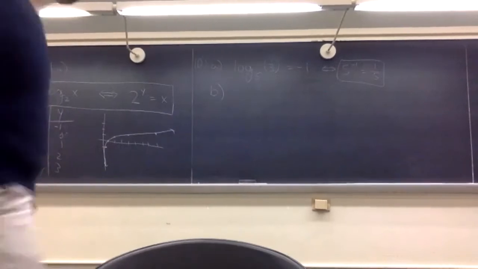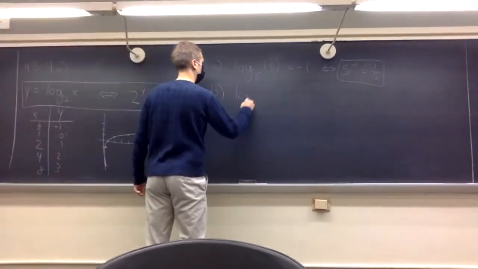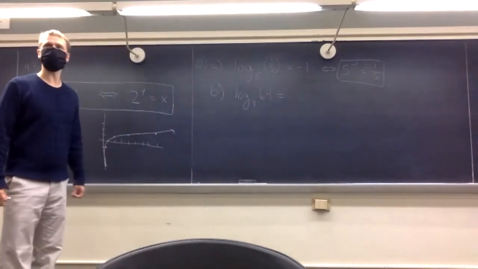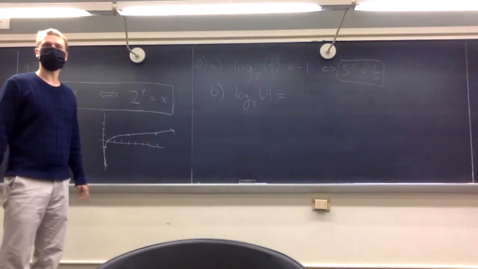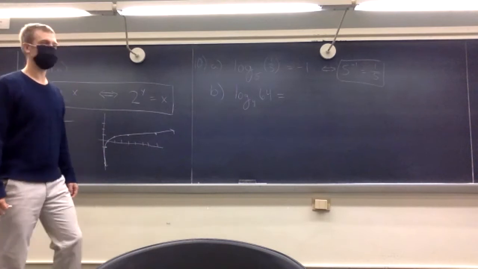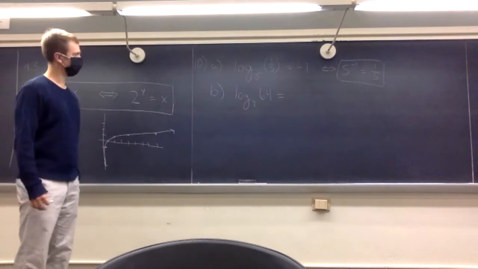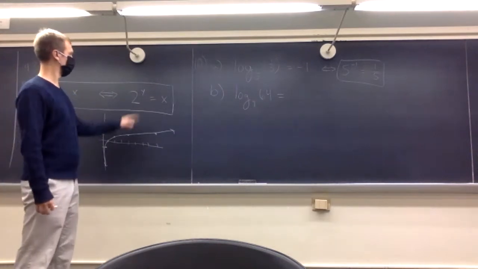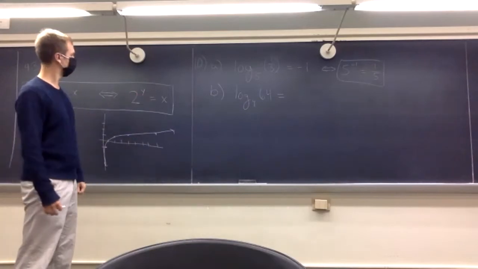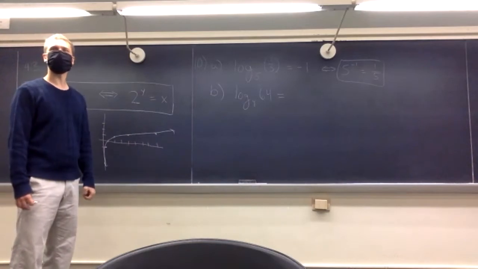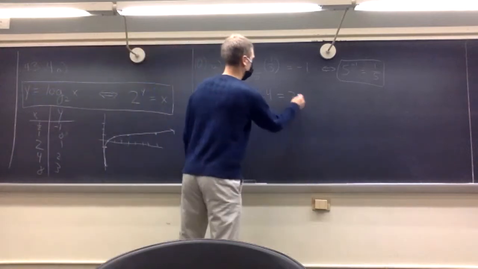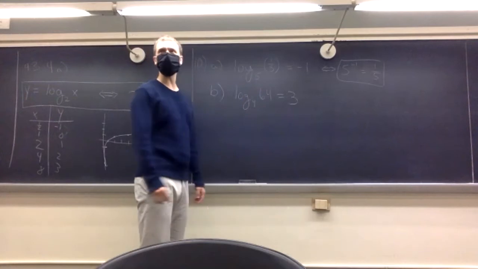And B is 64. Someone tell me what this is as an answer. Log base 4 of 64. What power of 4 gives us 64? It's 3. Very good.